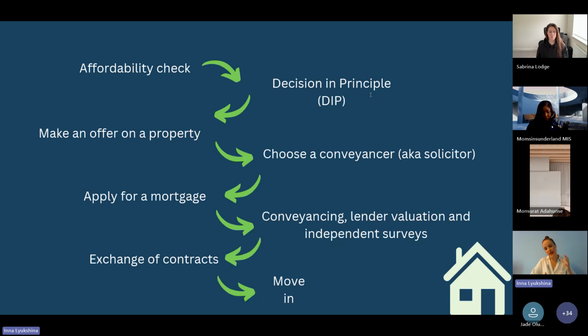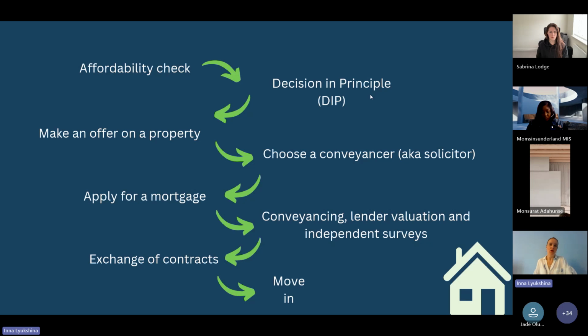Also, the benefit of having the decision in principle in advance is it puts you in a better position should you decide to make an offer on the property that you like. Because at the point when you make an offer, the estate agents will already have some proof that, yes, you can actually get a mortgage. And then they will go back to the vendor and discuss your offer with them.